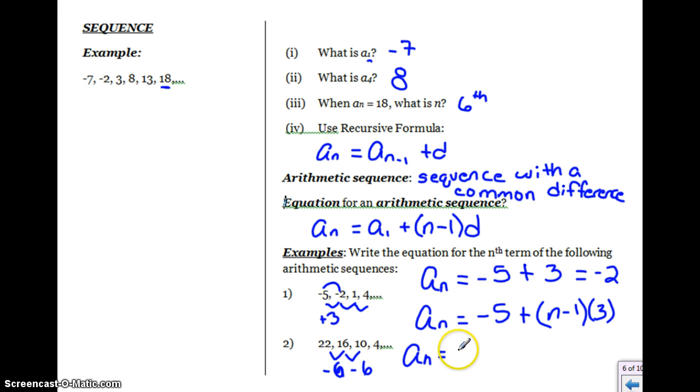So I would have to take a sub n minus 1, whatever the number is before the one that I want, and I'll have to subtract 6. That's if I use the recursive formula. If I use the other formula, you're going to get the same answer, but it says to use the first number, 22, plus whatever position you want, minus 1, and then multiply by the common difference, which is going to be negative 6 in this case.